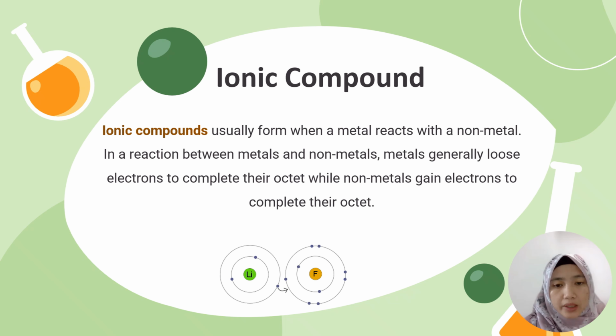An example here is lithium. Lithium is in group 1. It has one valence electron. To become stable, it will donate the one valence electron it has. While fluorine has 7 valence electrons, and to become stable, it needs another 1 electron, so it will gain 1 electron to complete the octet.